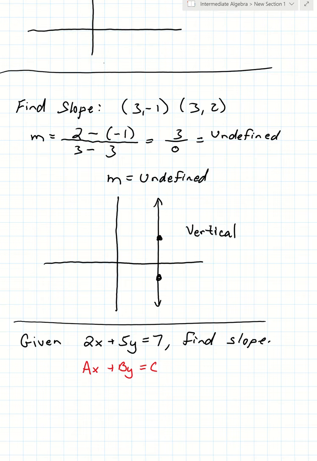according to my formula, the slope is the opposite of A divided by B. Well, A is 2, but I need the opposite of A, so that would give us a negative 2 over B, which is the number 5. So we would have a slope of negative 2/5 for this equation. If we were to graph this, you would see that you would have a slope of negative 2/5. Okay, so that's another piece of information about standard form.